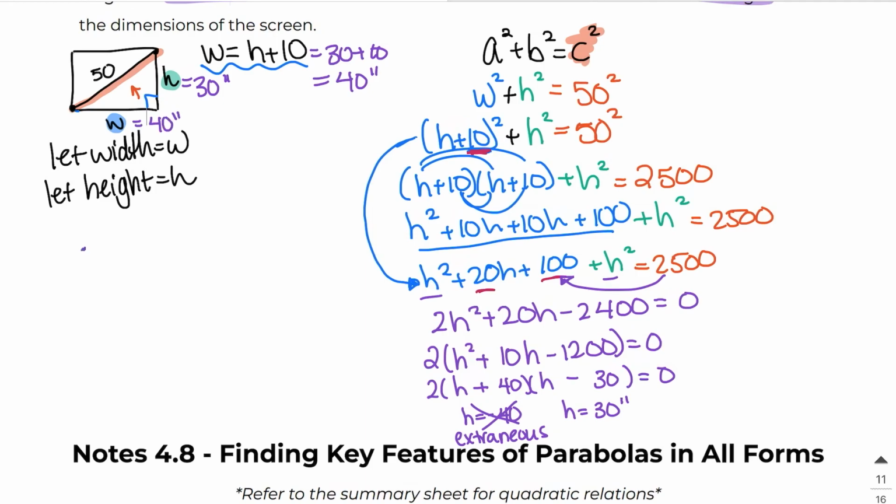So here we can say, therefore, the TV screen is 30 inches by 40 inches.